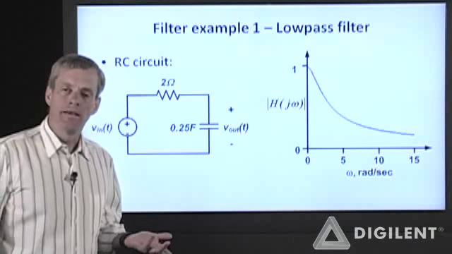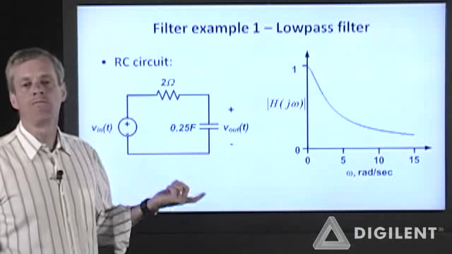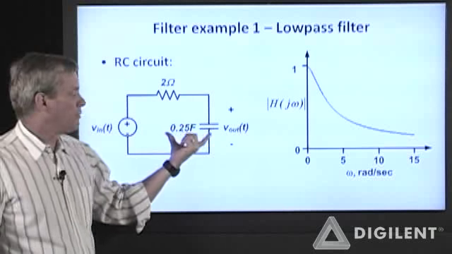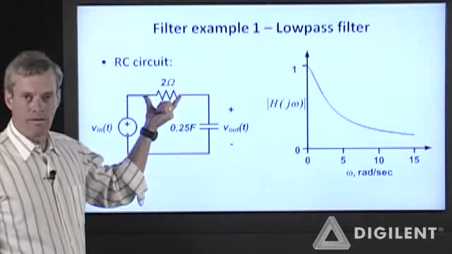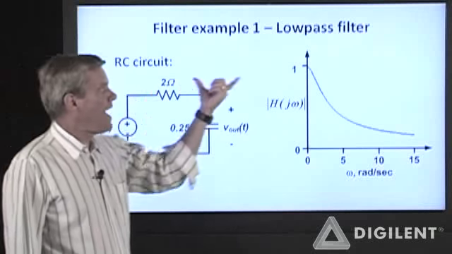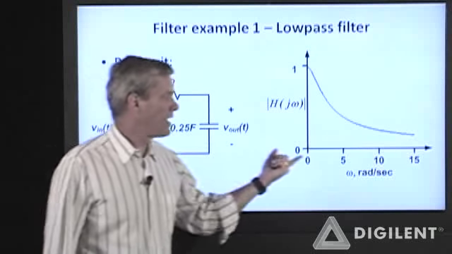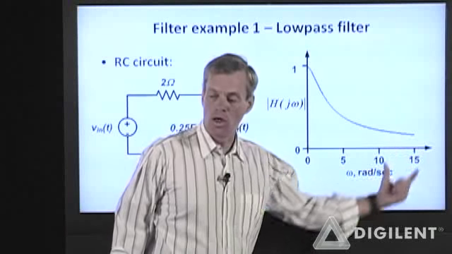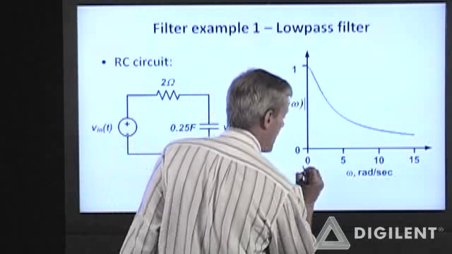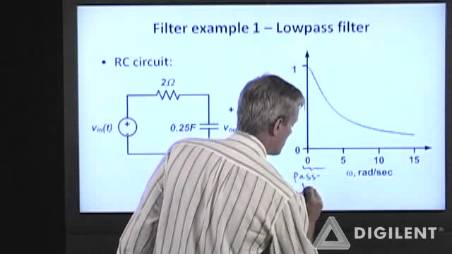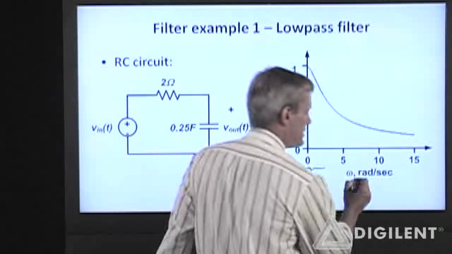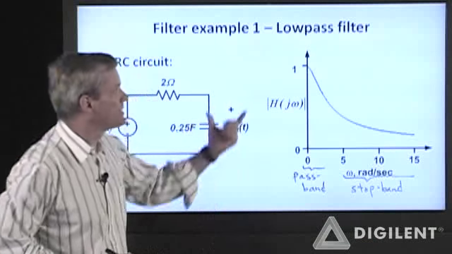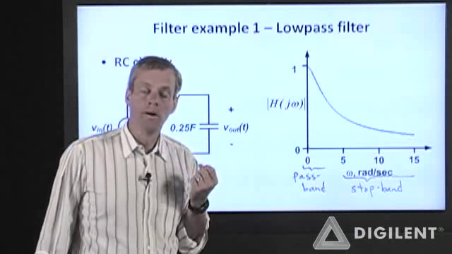Now let's take a look again at our previous two circuit examples in terms of filters. Our first example was this RC circuit. I had a 0.25 farad capacitor in series with a 2 ohm resistor. That counts as a low-pass filter. When I plotted the amplitude response, it was high at low frequencies and low at high frequencies. So our pass band is down here at low frequencies. Our stop band is up here at high frequencies. This looks like a low-pass filter.